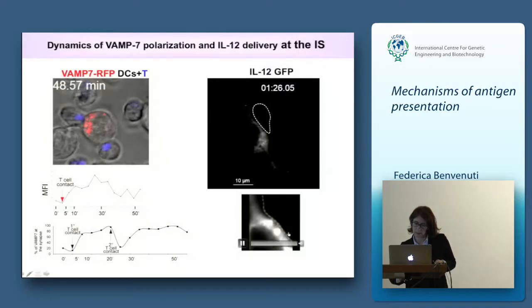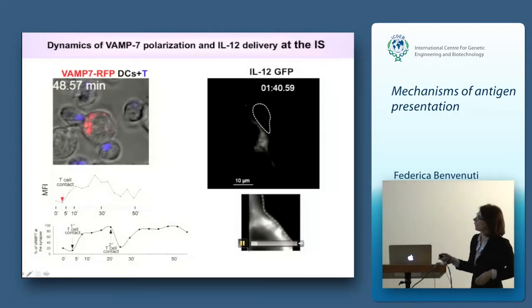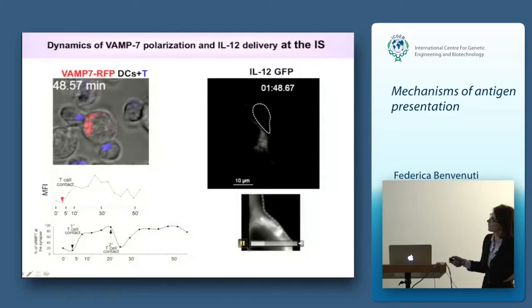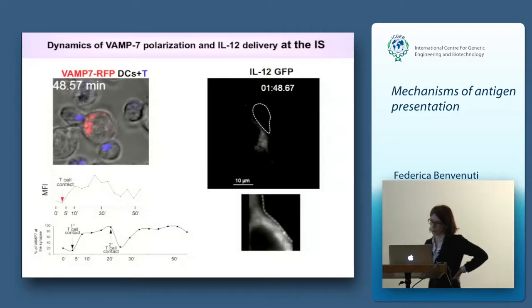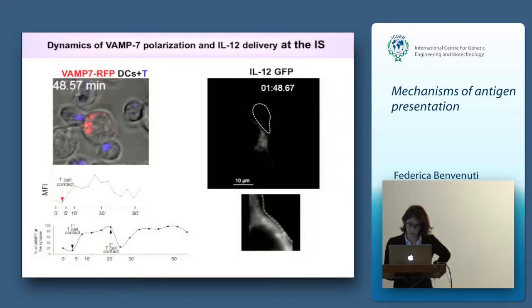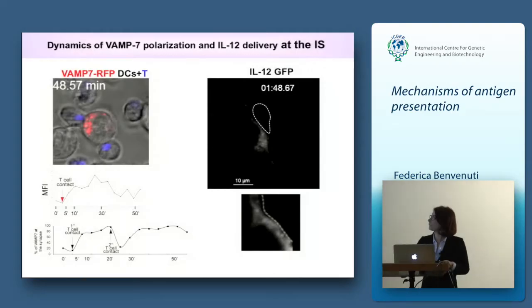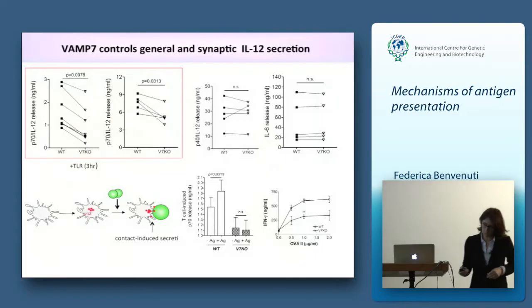And if we look at that in a high magnification, we can really see many vesicles that are docking and fusing with the synaptic membrane, altogether providing quite strong indication that indeed IL-12 is delivered in the synaptic area. So what does that mean functionally?